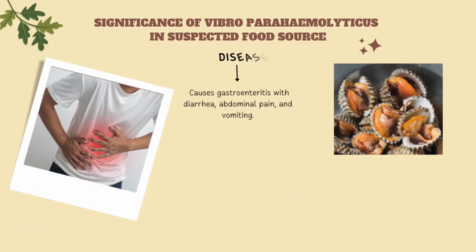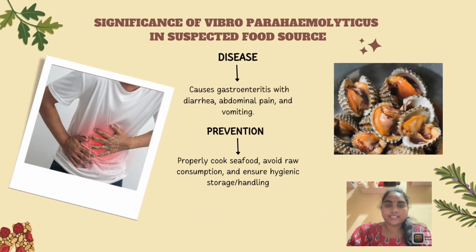Vibrio parahaemolyticus contamination can cause gastritis, characterized by symptoms such as diarrhea, abdominal pain, and vomiting. To prevent this, we must ensure that seafood is properly cooked, avoid consuming raw or undercooked croakers, and maintain hygiene, storage, and handling practices. These steps are crucial in reducing the risk of foodborne illness associated with this pathogen.